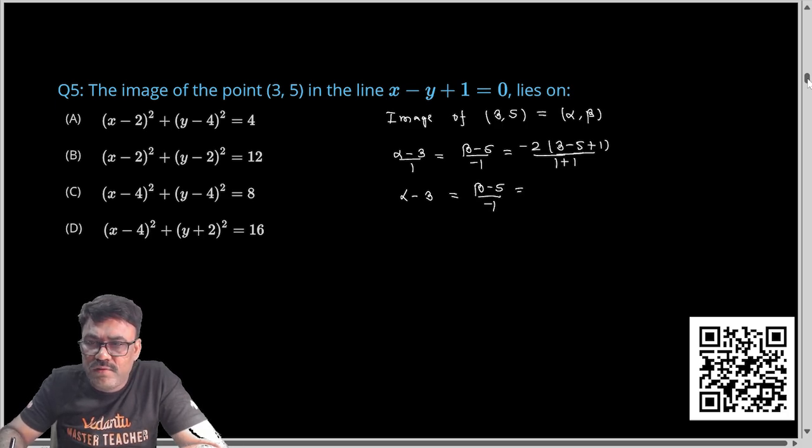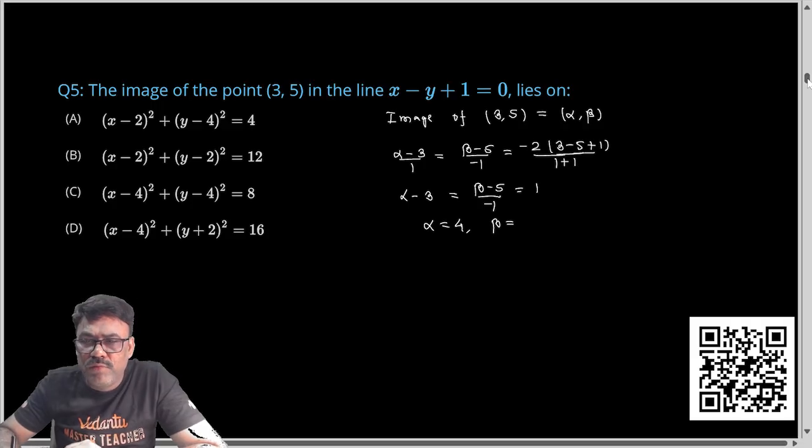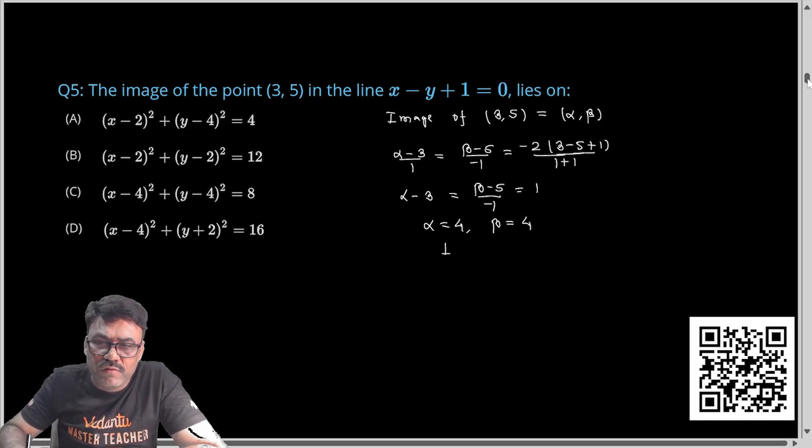beta minus 5 over minus 1. 2 and 2 cancel here. 3 minus 5 plus 1, minus 1. So basically it is plus 2, and 2 cancel. So this is plus 1. So this gives you alpha is equal to 4. Beta minus 5 is 1, beta also 4. So the image is basically (4, 4).